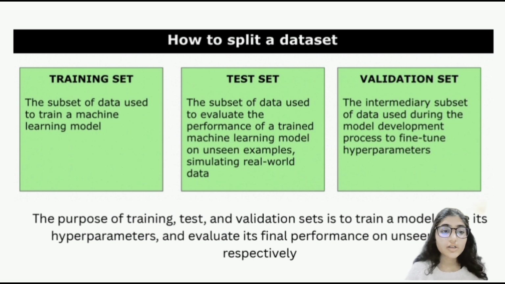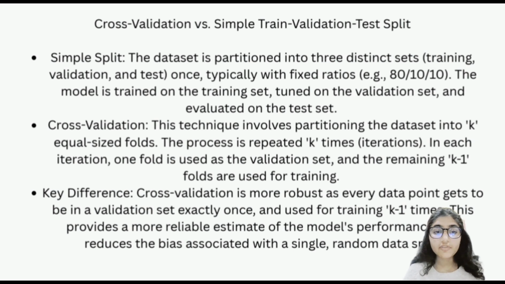Now we will look at the difference between cross validation and simple train, validation, test splits. In the simple split, the data set is partitioned into three distinct sets: training, validation, and test, done once, typically with a fixed ratio, that is 80% training, 10% validation, and 10% test. The model is trained on the training set, tuned on the validation set, and evaluated on the test set.